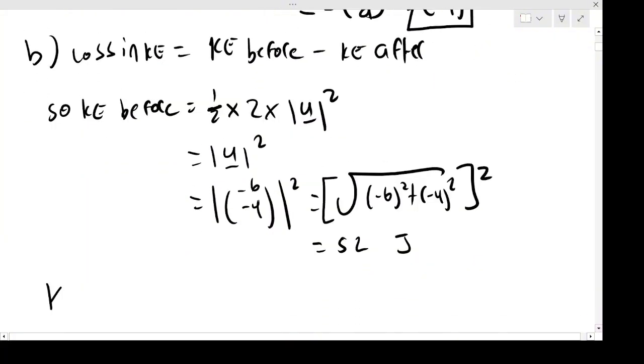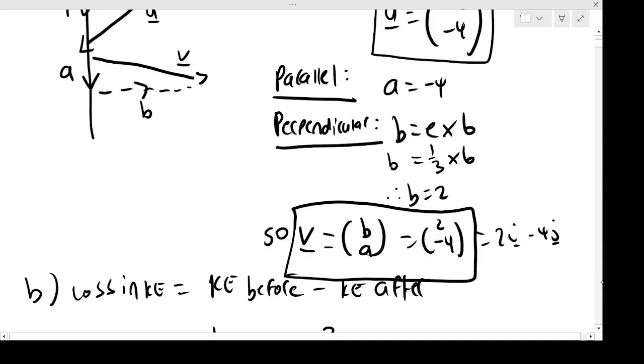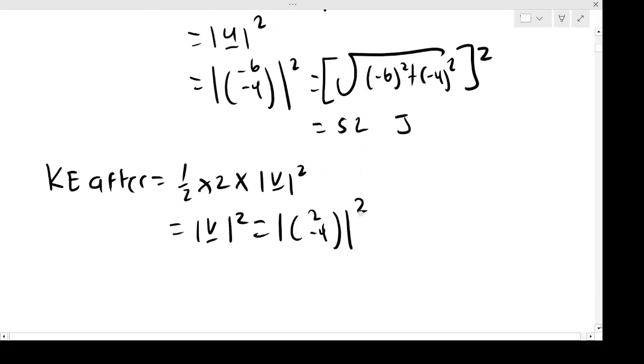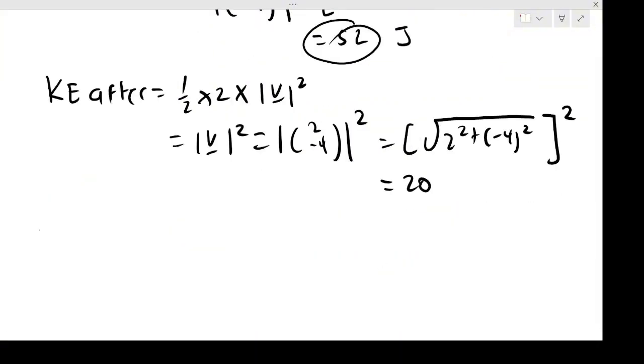Then I can similarly work out the kinetic energy afterwards. So again, that's going to be half mv squared. It's half times 2 for the mass. And now the velocity afterwards is this v, which is 2, minus 4. So it's going to be the magnitude of v squared. Again, we need to find the magnitude of that and square it, which is the root of 2 squared add minus 4 squared, and then squared, which is 20 joules.